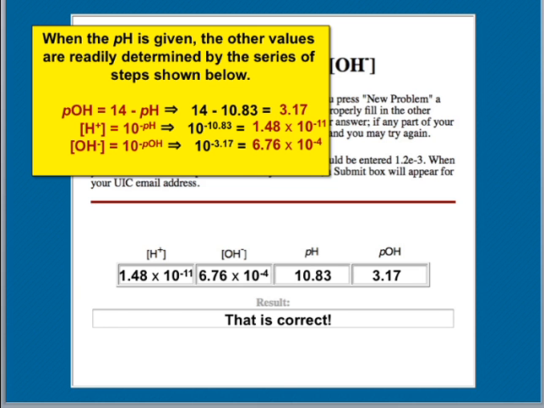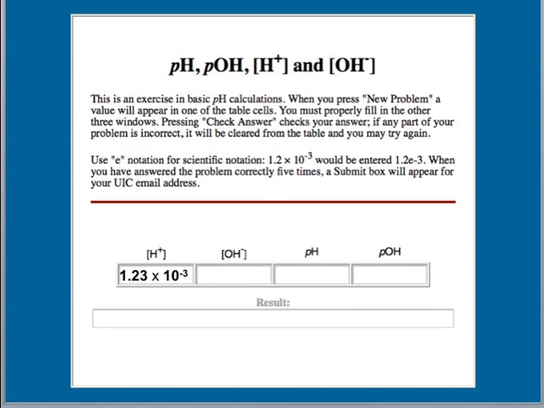Let's do one more of these. If I give you hydronium, calculate hydroxide, pH, and pOH. How do we do that? We know that 10 to the minus 14 divided by hydronium gives us hydroxide. 10 to the minus 14, magic number. 14 is a magic number. Simply type this in, take its log, that's our pH. Subtract it from 14, that's our pOH.